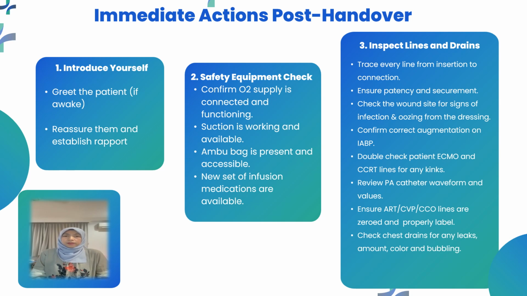We have to check also if our suctioning is working and available at our bedside. Ambu bag is already checked and available. We must also check that. And then if there is a new set of medications, like for our inotropic supports as a backup, and also the sedations if ever needed. And the third one is for the inspection of lines and drains.